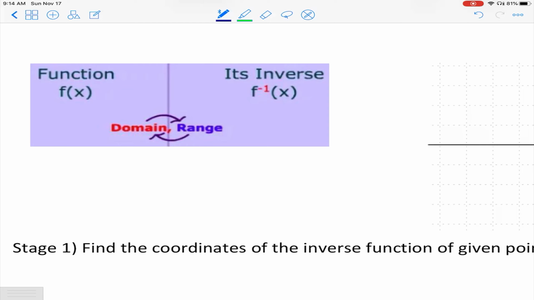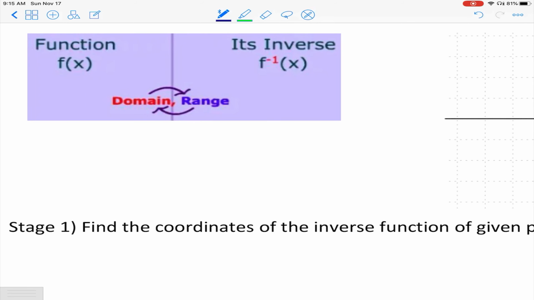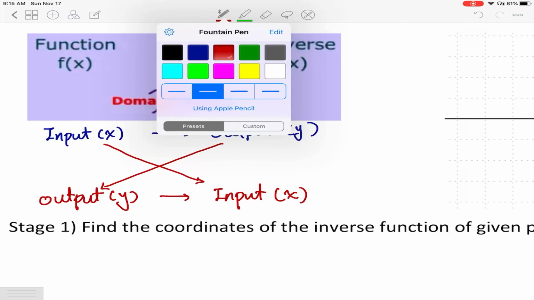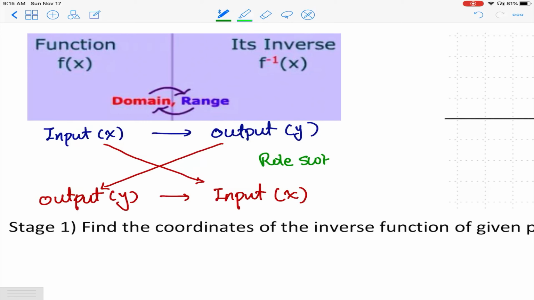Then the second thing is the domain and the range. As I said before, the input and output switch their roles. The input is usually the x, and after the function, we get the output, which is the y in this case most of the time. But they switch the order. Remember, they switch the order. So the output becomes your input, and your input becomes your output. By doing so, your domain and the range also switch too.